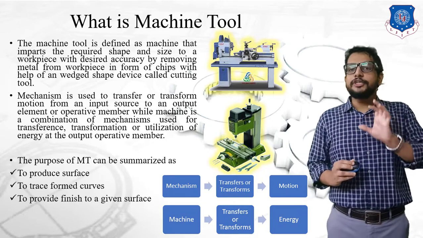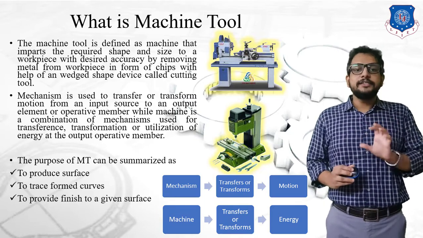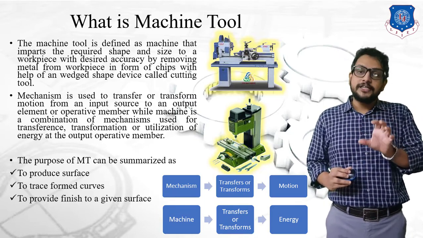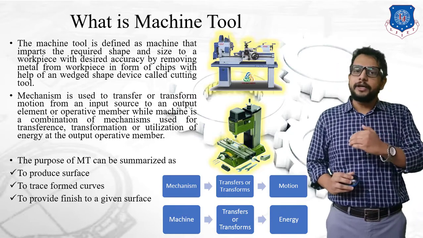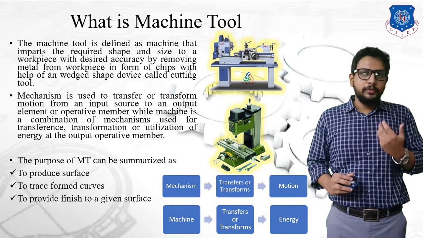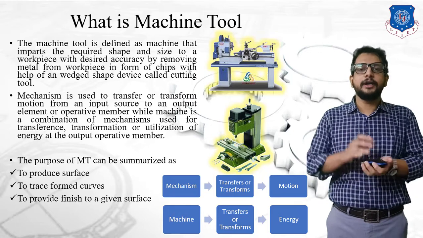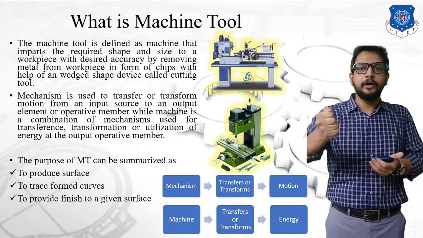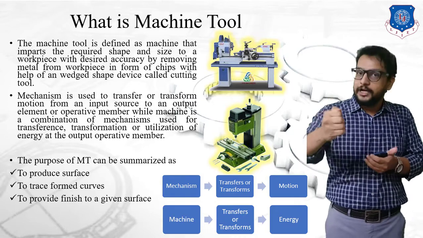Whereas we can say a machine is a combination of all the mechanisms, okay, which is used to transfer or to utilize the energy at an output operative member. Okay, now this operative member could be anything. It could be a bed to which a motion has to be transmitted, let's say a reciprocating motion. It could be the cutting tool of a shaping machine, right? A motion has to be transmitted. So that member is called an operative member.